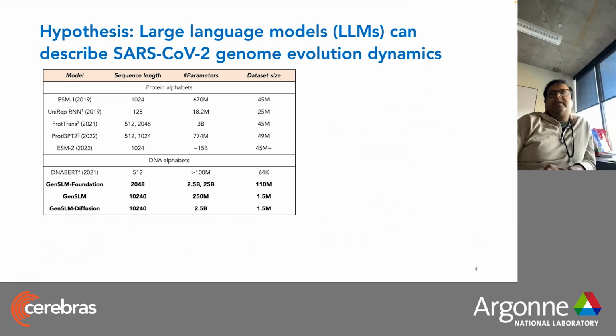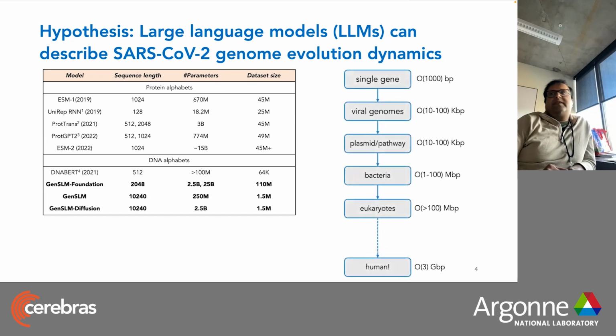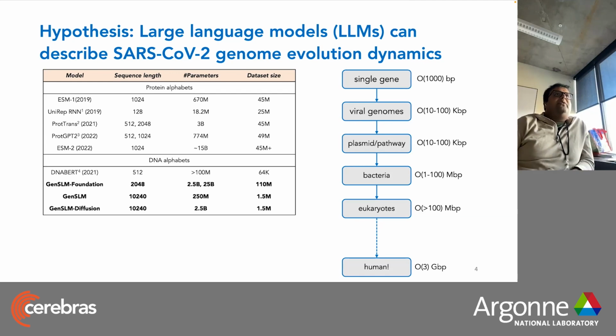The reason for choosing DNA over all other representations is that there is this inbuilt hierarchy that we already understand. A single gene is approximately on the order of 1,000 base pairs. Viral genomes are between 10 and 100 kilobase pairs. And then you have plasmids and pathways, which are between 10 and 100 kilobase pairs. And then you can go all the way to human, which is about 3 gigabase pairs.